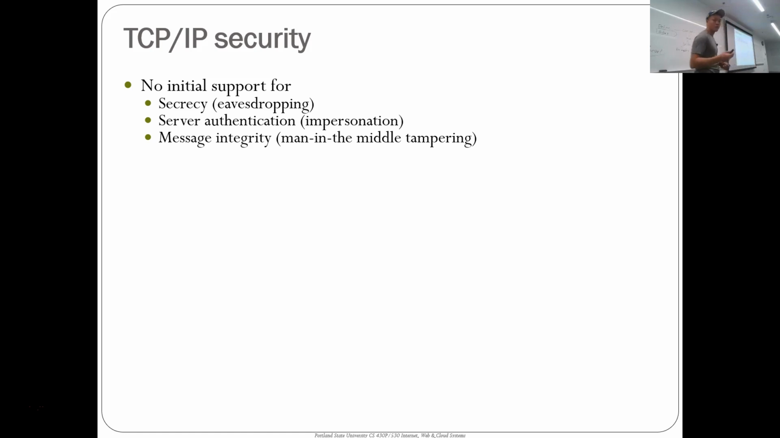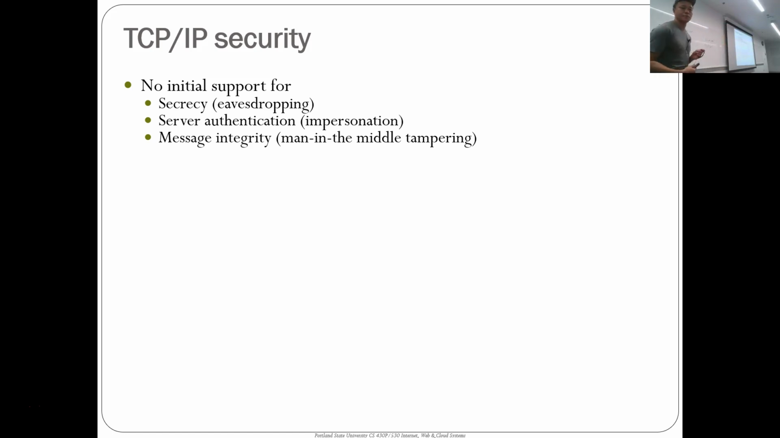So with TCP/IP security, there was initially no support for secrecy. That means everyone can see your packets. There was no support for server authentication. It means anyone could set up a server and pretend to be someone else easily, if they can hijack the network address of that person.